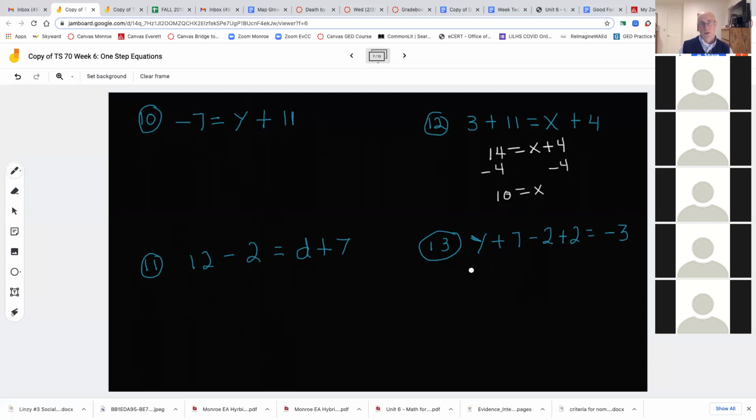Let me show you 13 here. Actually, 11 is fine. I'll just do 11. 12 minus 2 equals d plus 7, right? That's real similar to what we just did.